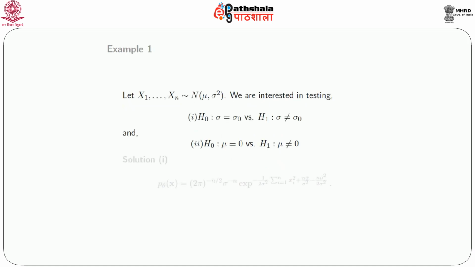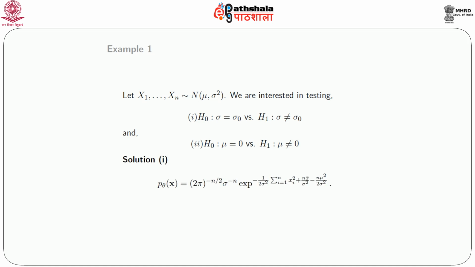Now we consider some examples. In our first example, we draw a random sample of size n, X1, X2, ..., Xn, from a normal(μ, σ²) population. We are interested in testing, number 1, H0: σ equal to σ0 against H1: σ not equal to σ0, and number 2, H0: μ equal to μ0 versus H1: μ not equal to μ0. First we consider the solution of 1.